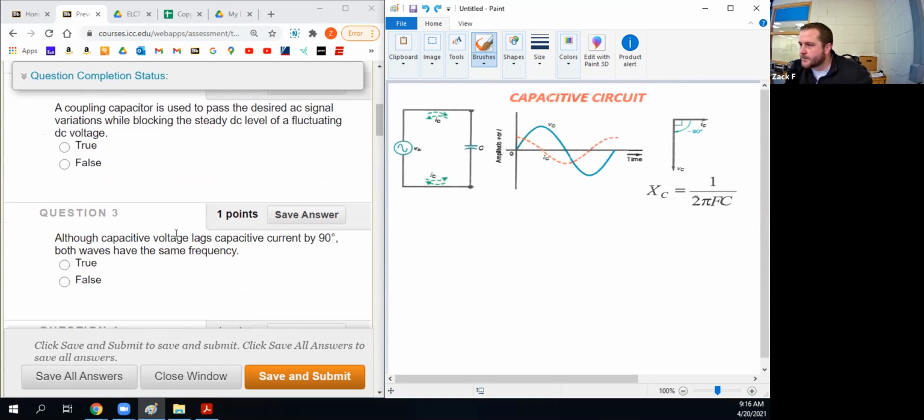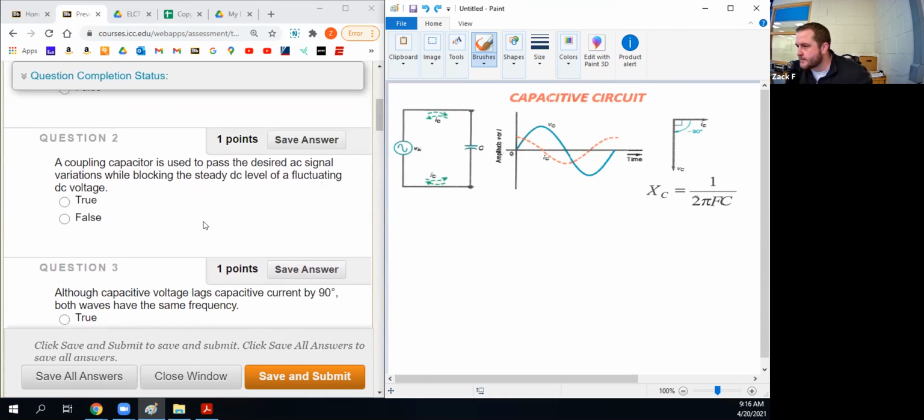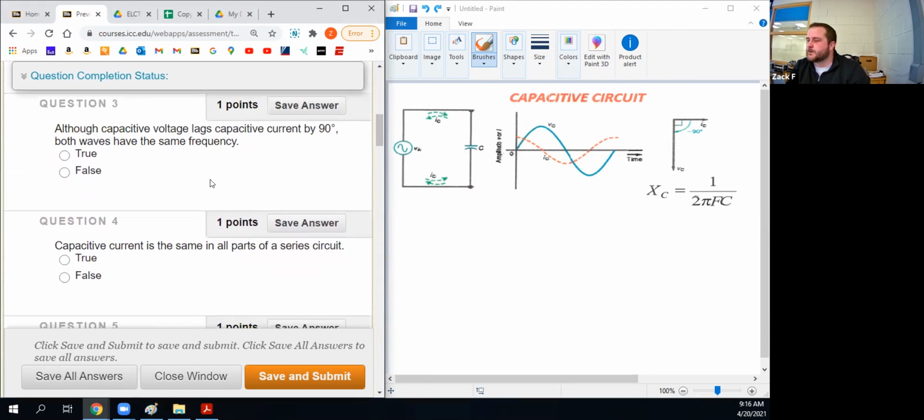A coupling capacitor is used to pass the desired AC signal variations while blocking the steady DC level of a fluctuating DC voltage. Although capacitive voltage lags capacitive current by 90 degrees, both waves have the same frequency. False? The frequency is the same. That's true.